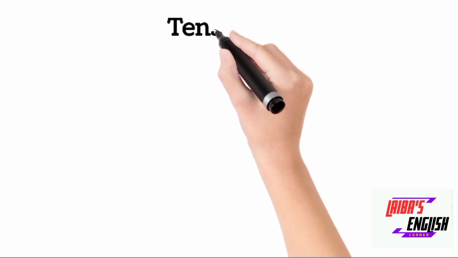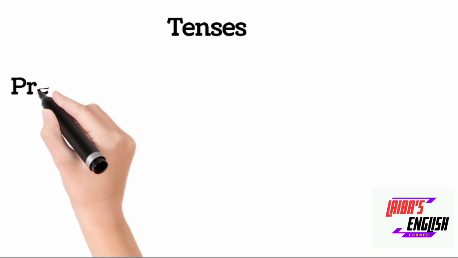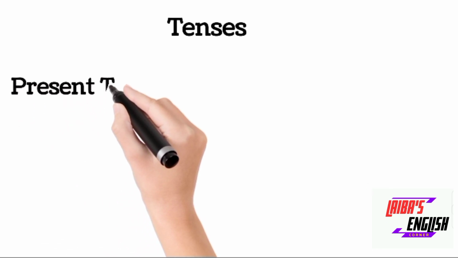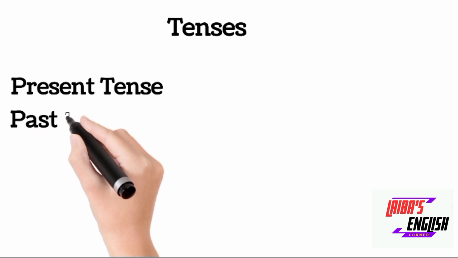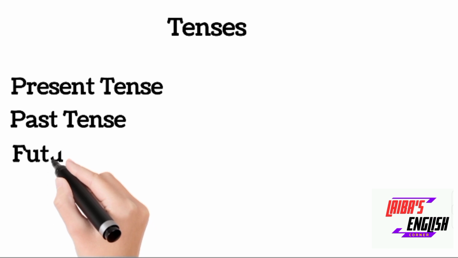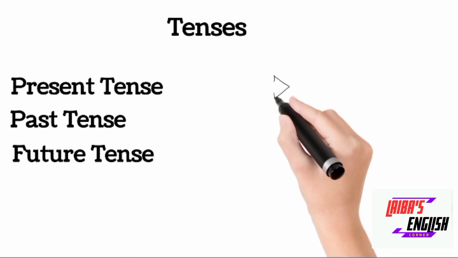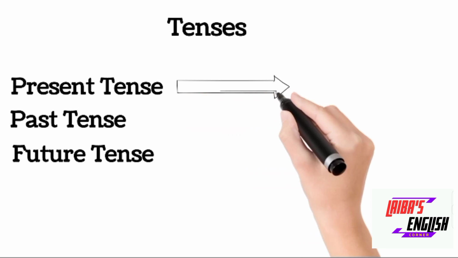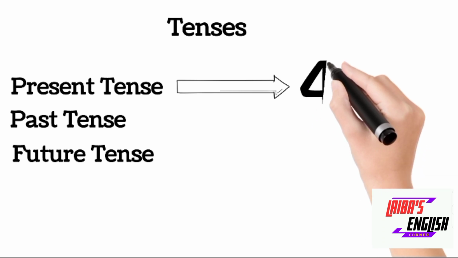In today's video, we are going to discuss tenses. What is tense and what are the different types of tenses? Basically, tense is divided into three types: present tense, past tense, and future tense. Present tense talks about the present time, past talks about things that already happened, and future talks about things which are to come in future.